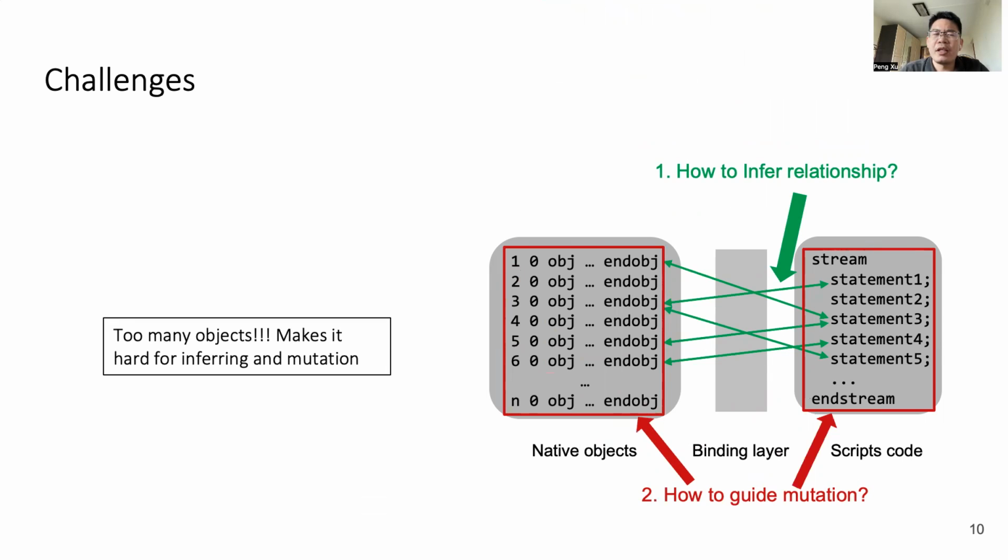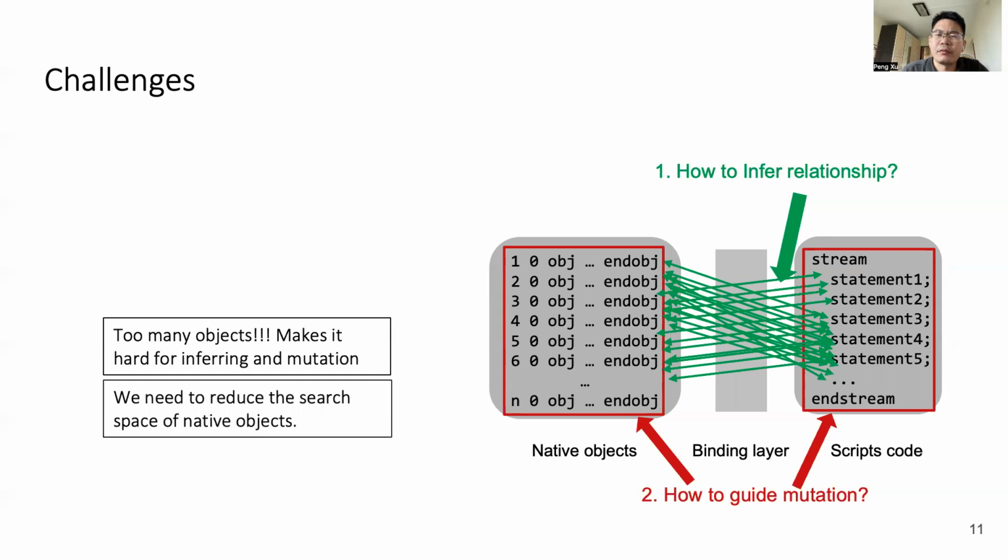However, when we solve these two challenges, we encounter a new problem. There are so many native objects. That means we will have a huge search space for inferring relationships and guiding mutation is not doable. To solve this problem, we need to reduce the search space. So how to reduce the search space? We plan to categorize all native objects into different categories according to their semantic features. So let's come to our challenge zero: how to cluster native objects into semantically similar classes.